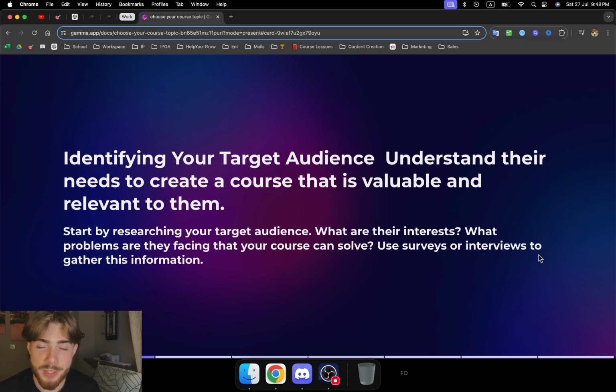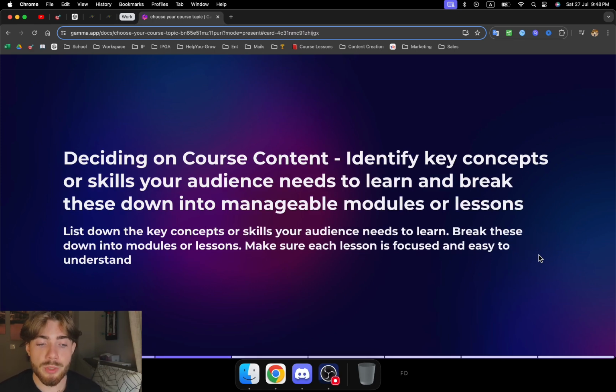So with that being said, the first one is, of course, to identify your target audience. You need to understand their needs, like what are their problems, in order to actually create a course that is relevant to them and that will make them interested in purchasing it. So you need to start by researching your target audience, like what are their interests or what are the problems that they're actually facing in the exact niche you're working in. You can use surveys, interviews, or calls. Invite your audience, your followers, onto a one-on-one call and reward them for it, like give them a special code or a special discount. Basically, market research is the most important thing.